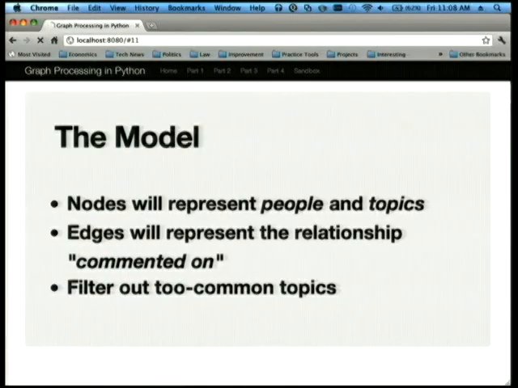Now, let's think about our representation. Here we had a model based on 2 different things. Instead of just thinking about people as our nodes, we actually have people and topics, because the relationship is people commented on various topics. Then we can look at people who had a similar pattern of commenting and say, hey, 2 people who have a similar pattern of commenting are probably going to be similar in terms of their overall interest.